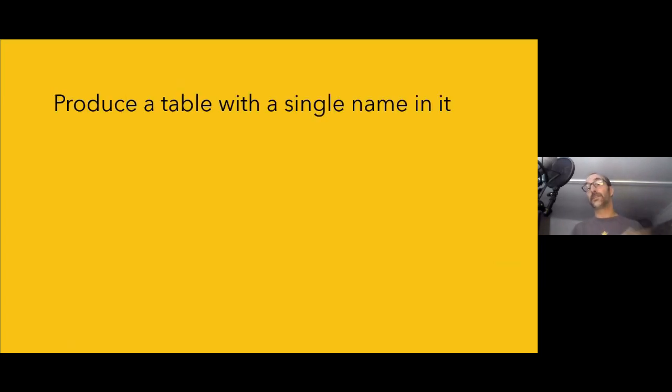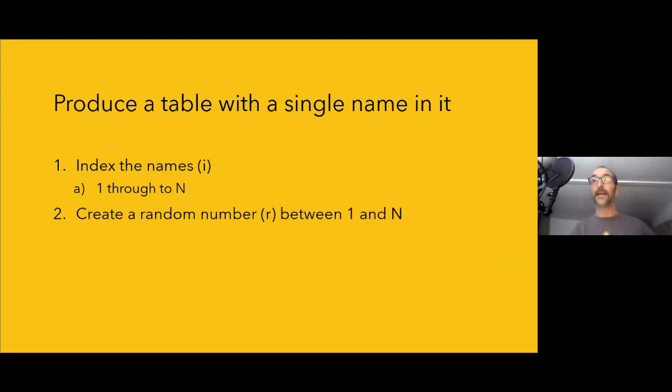Ultimately, this is a process we're going to go through. I want to produce a table with a single name in it. And so for each of those existing tables, I'm going to index the names. We'll call that index I for this little PowerPoint example. And that's going to go from 1 through to n, where n, of course, is the maximum number of names we have. So everybody gets a unique index.